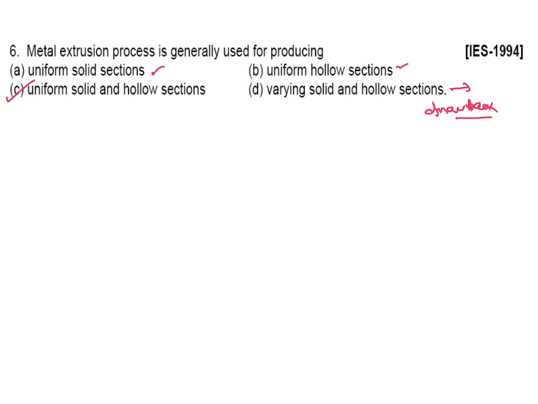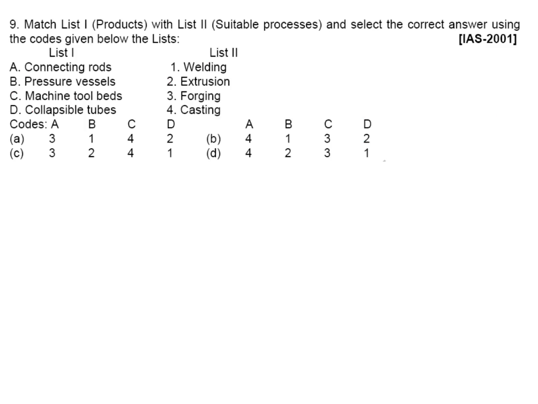extrusion process. Matching list 1 and list 2, connecting rod, already I told. Connecting rod means forging. So you can cut B and D. Pressure vessels, welding. Pressure vessels are boilers, water wall panels. For joining water wall panels we are using welding process. In between tubes we are providing fins. For joining the fins and tubes we are doing welding process.